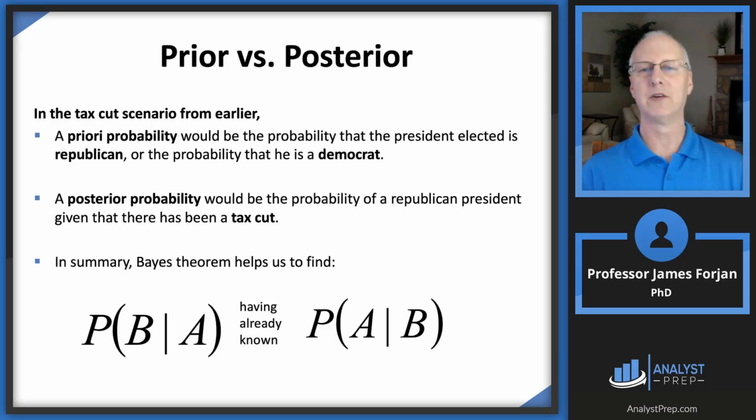How about going back to our previous examples here? A priori probability would be the probability that the president elected is a Republican, or the probability that he or she is a Democrat. A posterior probability would be the probability of a Republican president, given that there has been a tax cut.